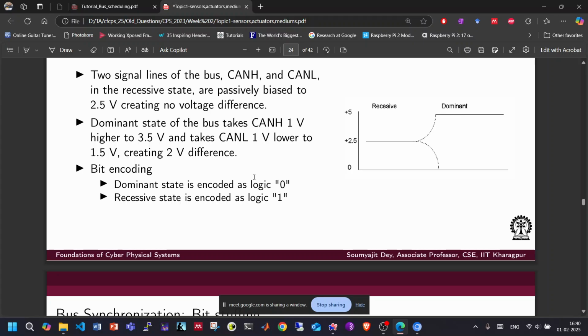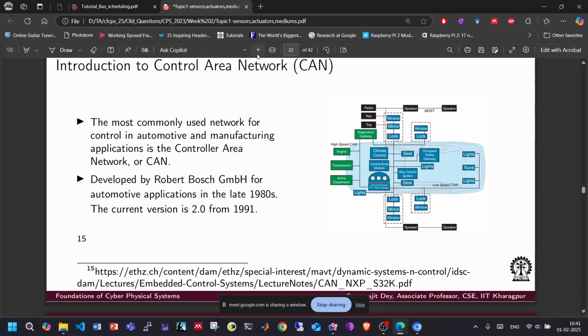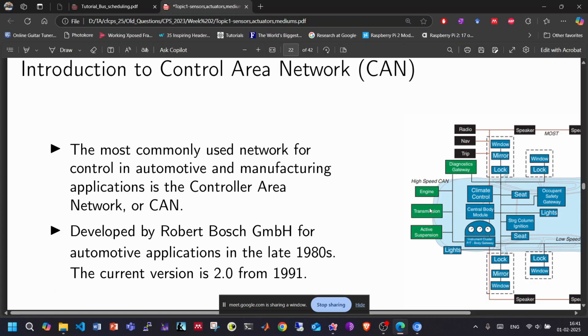Now why is that? Consider there are multiple modules. Consider engine is one module, transmission is another module, both are connected to the CAN bus. Now both are trying to send their signals. So what will they do? If they are trying to send a 1, they will decrease the voltage difference between these two. That means they will stay in the recessive state. Correct? You understand what I am trying to say?